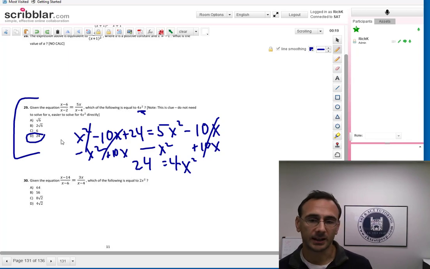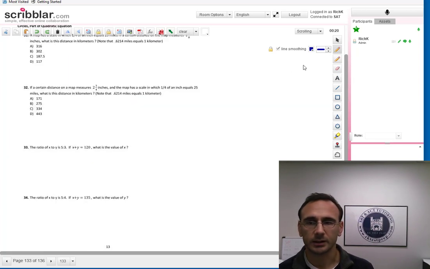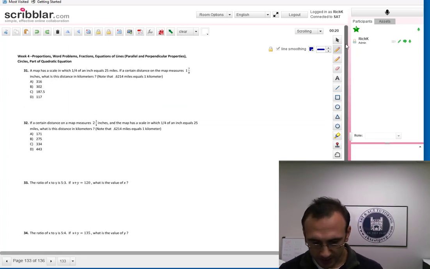Don't need to solve for x. x is some messy thing. Root 6, actually. But we don't care about that. We just want x squared. So always use those clues and try to find the values directly. Week 4, last piece here.